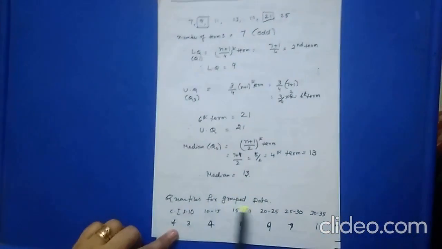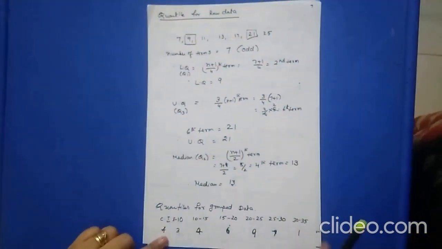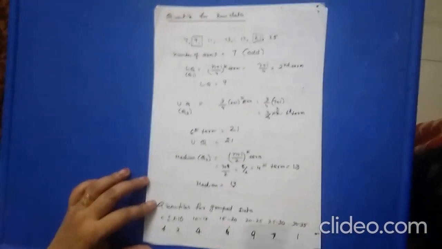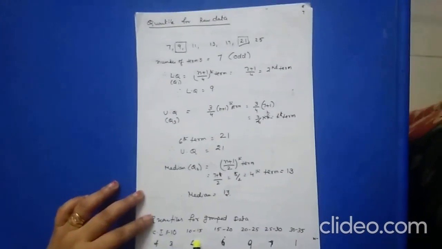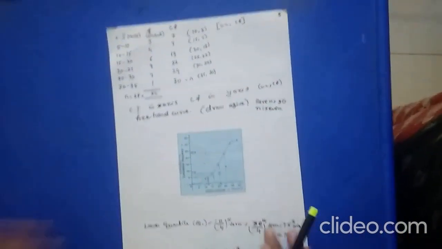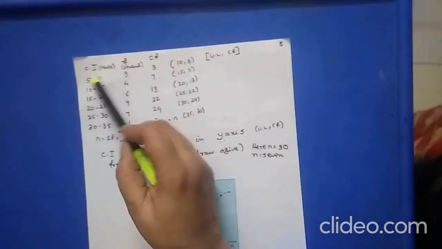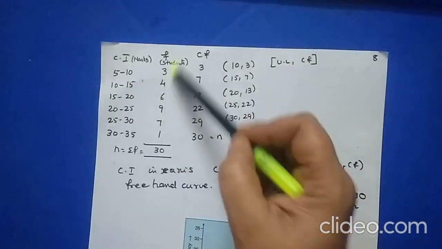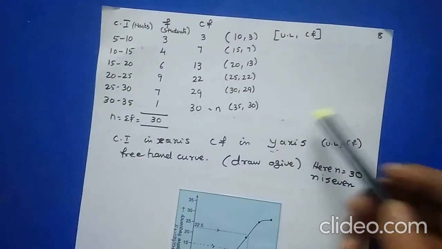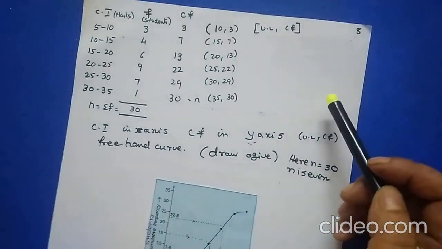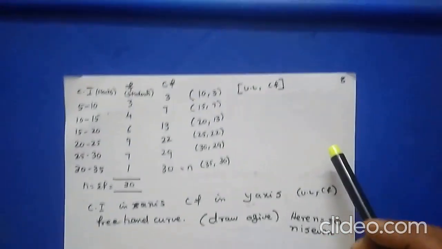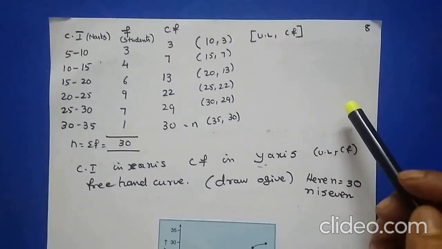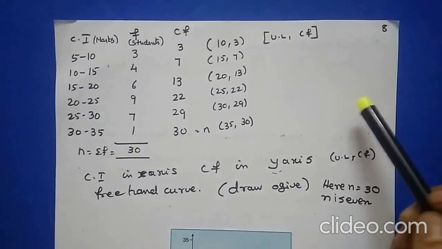Now the quartiles for grouped data. I am going to explain with one example. Now we are going to solve the quartiles. Okay, the class intervals 5 to 10, 10 to 15, and so on are given, along with the frequencies. Here it is not necessary to find the mid value. Already I told you, mid value you have to find only for mean, not for median or mode.